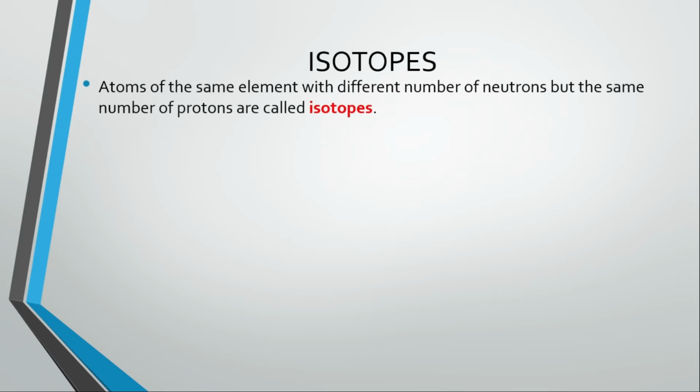So what are isotopes? You know that the atomic number and atomic mass of the various elements are different for different elements. But there are some elements which have the same proton number but different neutron number. So atoms of such elements with the same proton number and different neutron numbers are called isotopes.